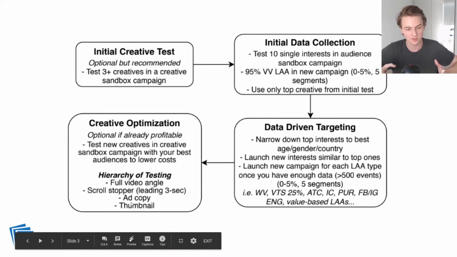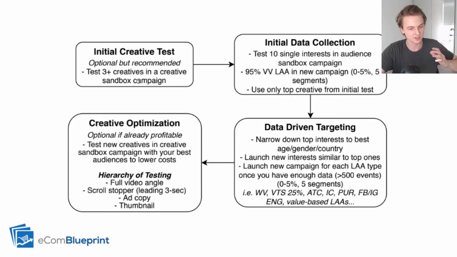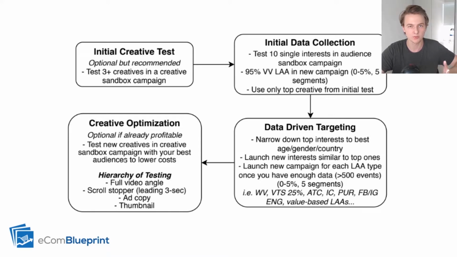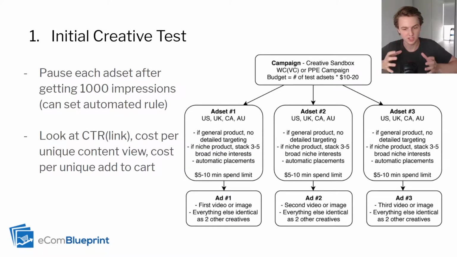And so that's an overview of the launch strategy, right? It's not that complicated. It's just really these steps, right? Initial creative test, this is optional, but this gives you the highest chance of success. Then you want to collect data, use that data to narrow down your targeting, and then figure out what creative works with that targeting. All right, so now I want to dive into each step more in depth.